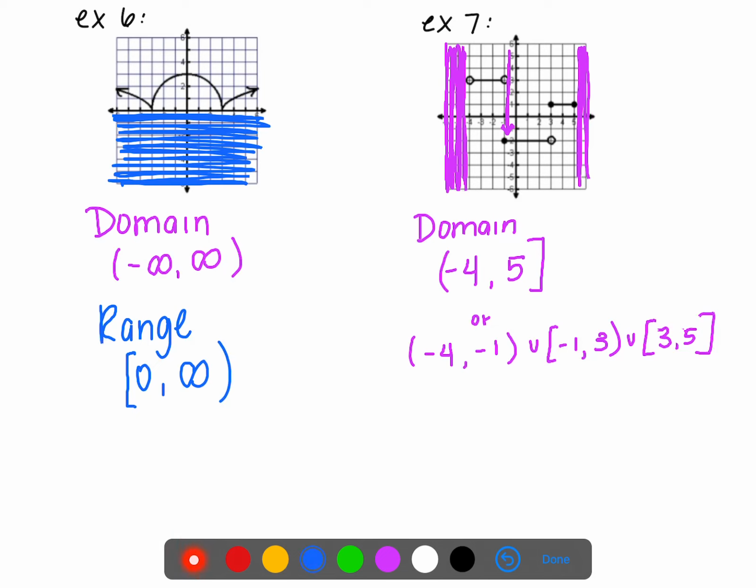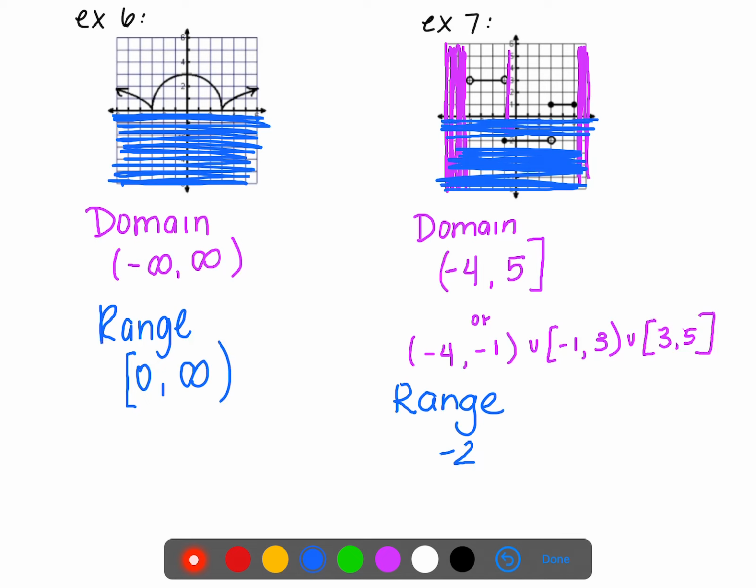The range, on the other hand, when I look at the range, I don't have anything. No graph, no graph, no graph, no graph until I get to negative 2. But then my y values, I also don't have any y values after that, right? There's nothing happening here. I don't have any more y values until I get to 1. And then at 3, right? I just have those three numbers as my y value.